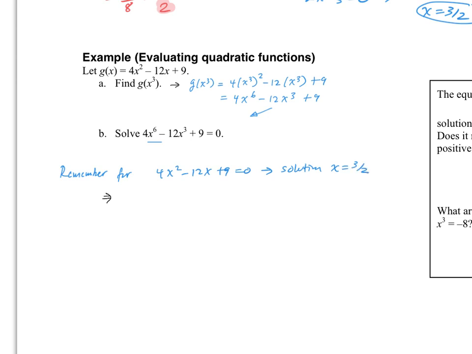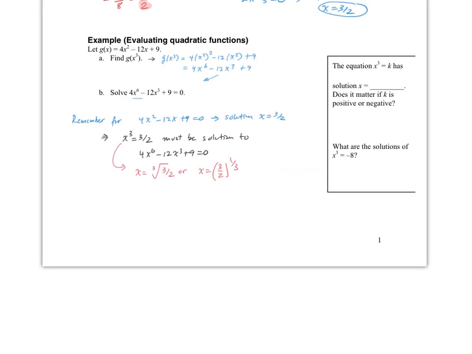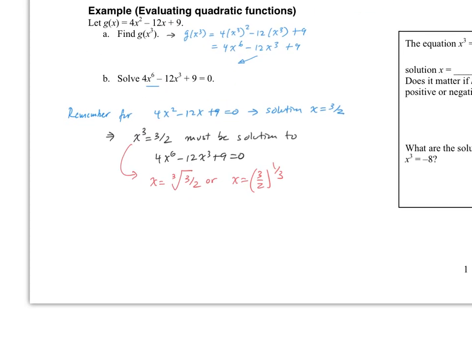This implies that x cubed equals 3 halves must be the solution to 4x to the 6 minus 12x cubed plus 9 equals 0. However, we don't want x cubed, what we want is x. So x is going to be the cube root of 3 halves, or x equals 3 halves to the 1/3. Now, in general, it's actually easier to solve it by substitution.